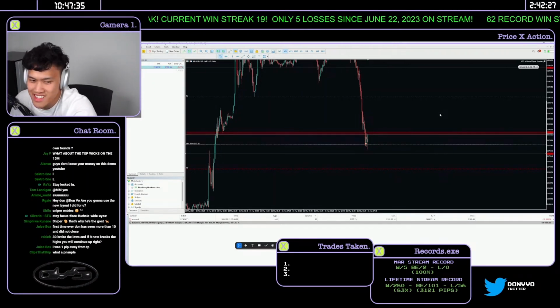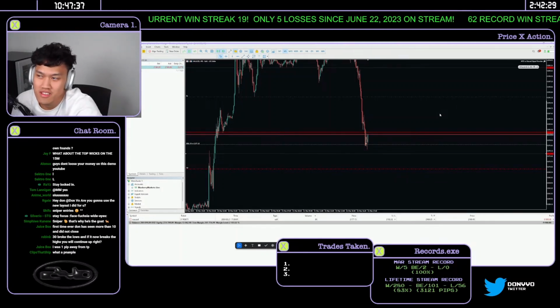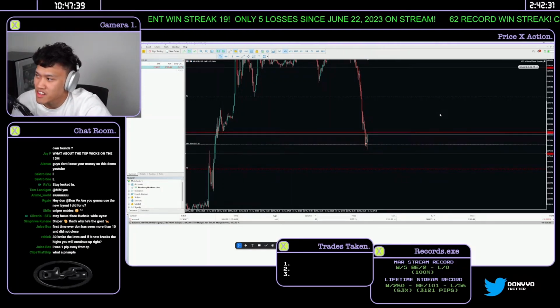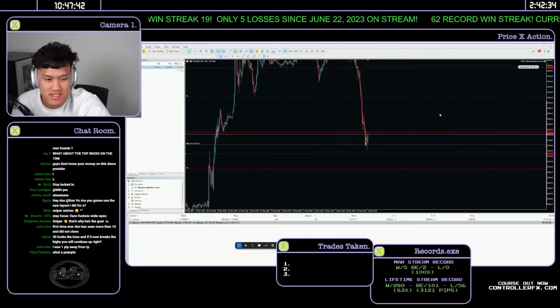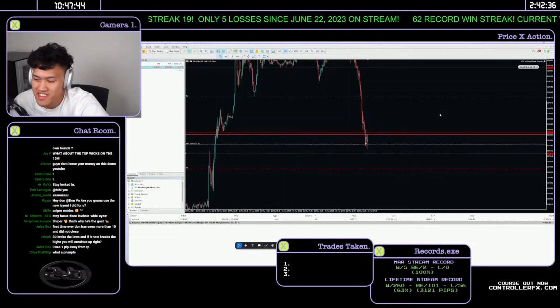First time dancing more than 10. No, we seen like last week or 2 weeks ago, we had a 25 pip trade that we didn't close off at. I think it hit break even afterwards. But yeah, rare cases.